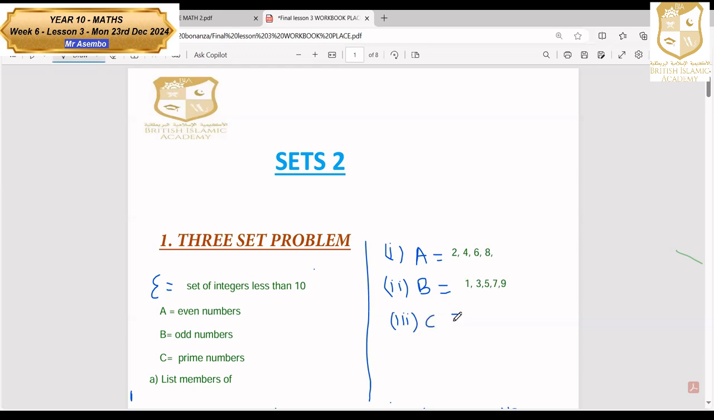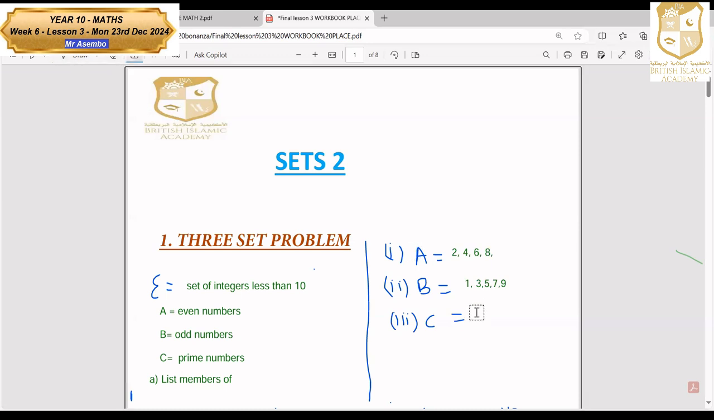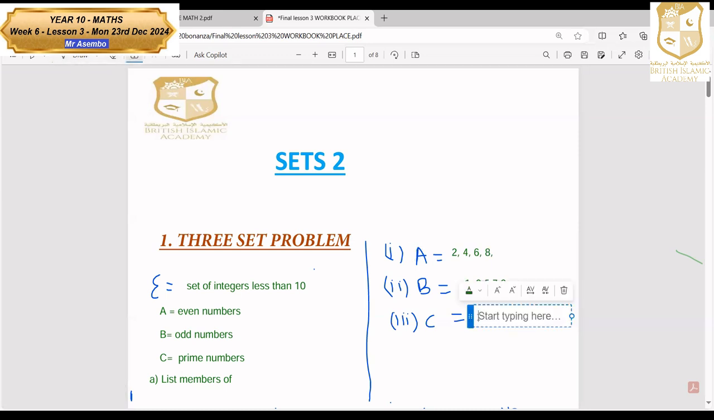And then Roman 3, members of set C. Now members of set C are going to be prime numbers. So 1 is not a prime number. We shall start with 2. We have 3, 5, 7. Now 9 is not a prime number, it is an odd number.